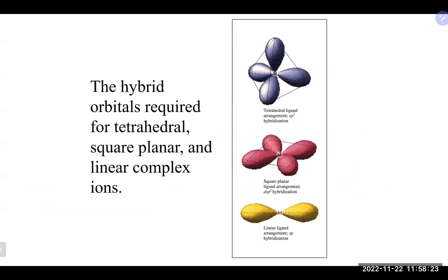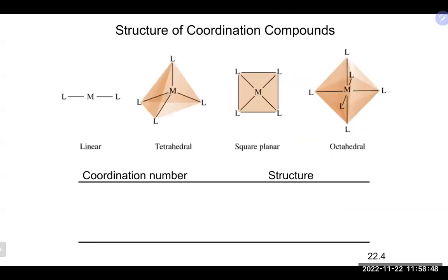Now, certain geometries go with certain coordination numbers, and these are very common ones. This is our tetrahedral geometry that we see with a coordination number of 4. We also see square planar with a coordination number of 4, and linear geometry is typically what we see with a coordination number of 2. This is the three-dimensional arrangement as the ligands come into our metal, the ligands donating the electrons, the metal being electron deficient.